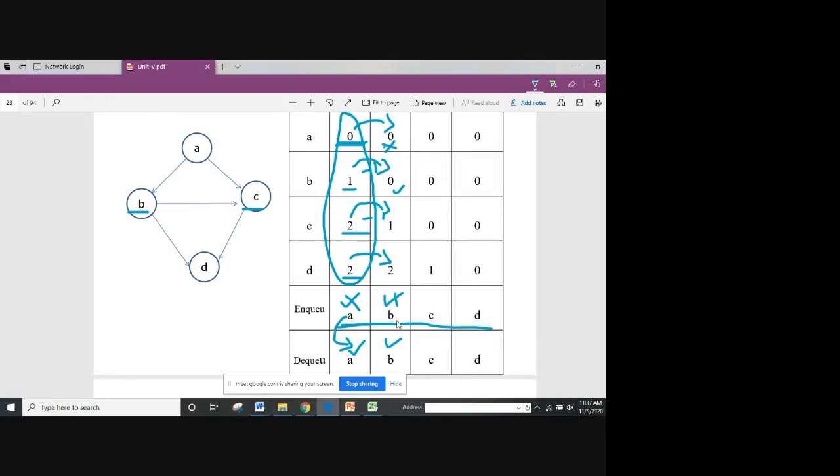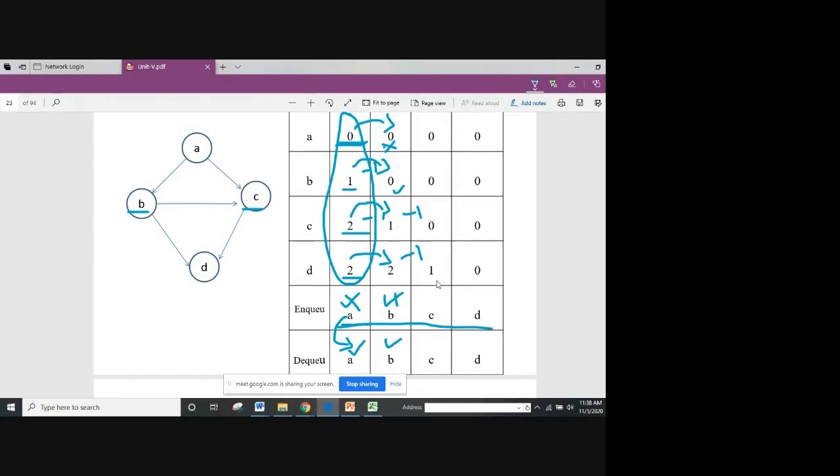When I DQ, what step did I ask you to follow? Someone tell me what step I should follow when I DQ B. Minus 1 from the adjacent neighbors. Yes, correct. So what are the adjacent vertices of B? C and D. Yes, C and D. So I will now reduce the in-degrees of C and D by 1. The remaining I will keep as such, minus 1 for C and minus 1 for D. So they become 0 and 1.